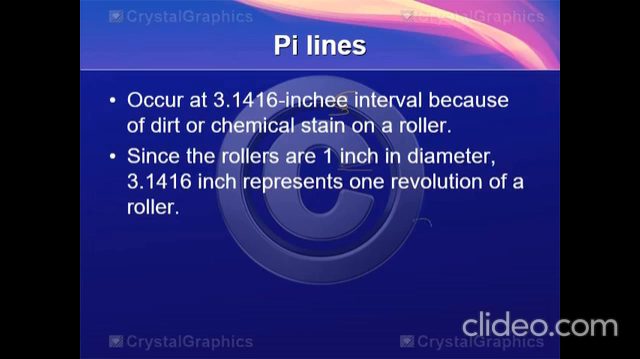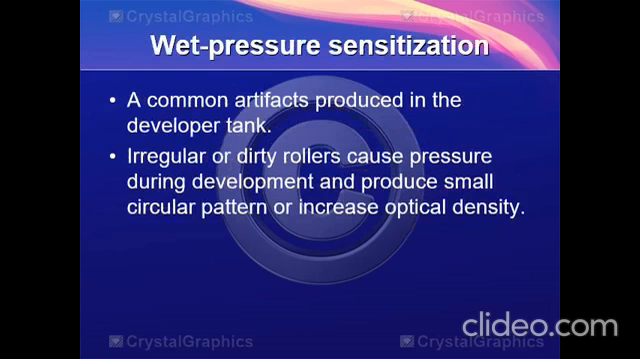So, yung diameter niya, that is 1 inch. Yung isang revolution niya, isang ikot niya, represents 3.1416 inches. So, sa bawat ikot niya, mag-iiwan siya ng mark. Example, eto siya. So, ang distance nito is every 3.1416, which is equal to pi. So, kaya tinawag siya na pi line artifact.